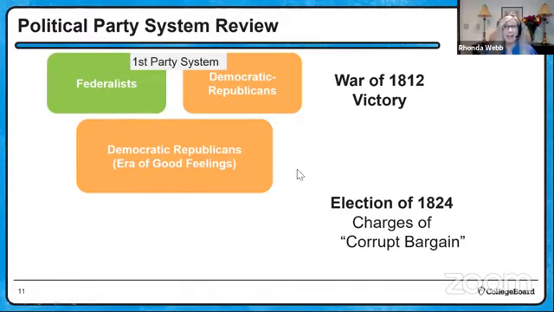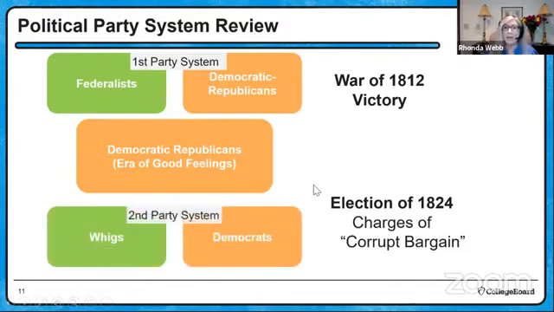Well, remember Henry Clay? He's going to end up being the deciding factor, and he throws his support to John Quincy Adams, and then he becomes Secretary of State. And Jackson is furious, saying there's got to be some sort of behind-the-scenes deal that was made.